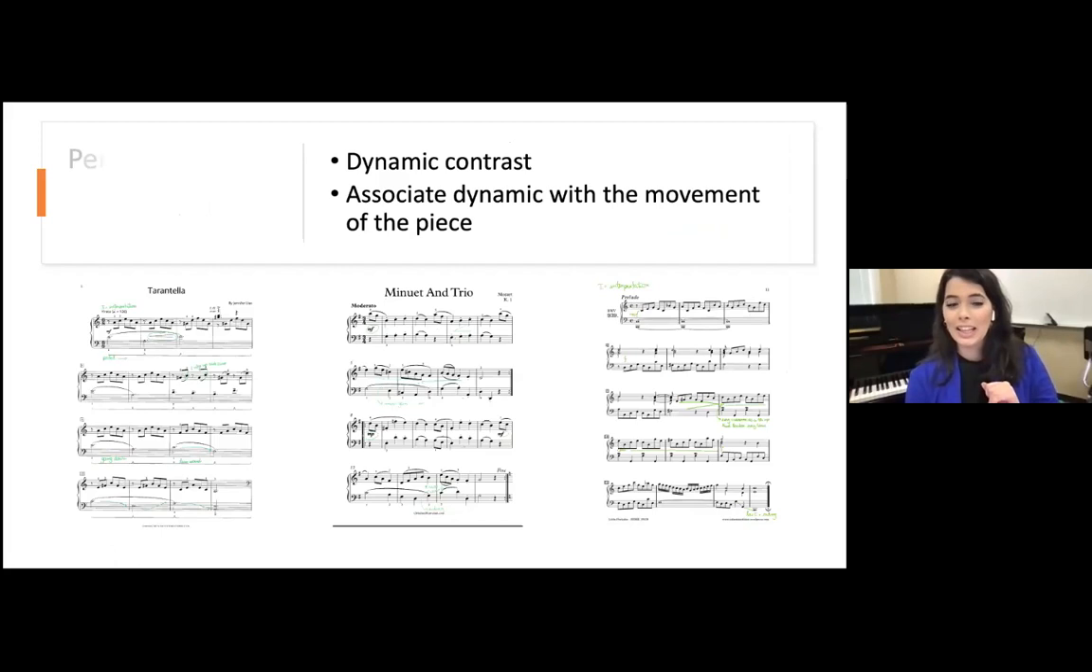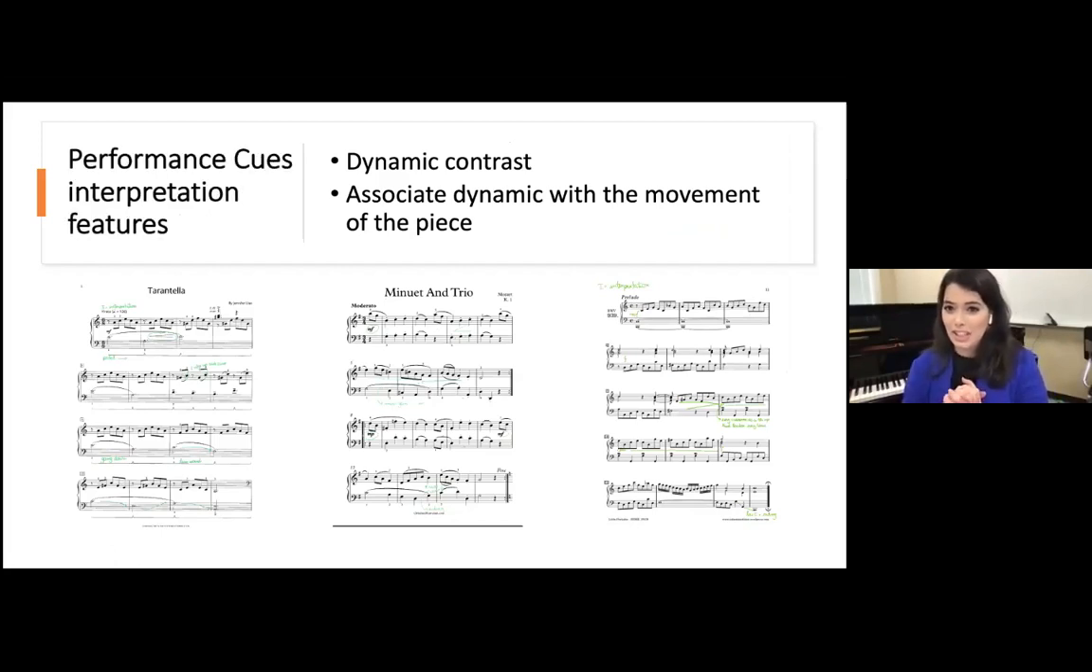And this one is interpretation features. You see that I highlighted in this one in green. For this one, I marked dynamic contrast, crescendo, and I associated the dynamic movement with the basic features like the progressions and how it's going. So again, in the tarantella, you see that I marked the pedal. I marked the notes going up by a step and how we can make that more sound.